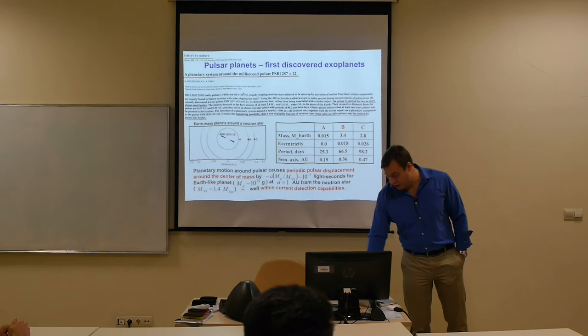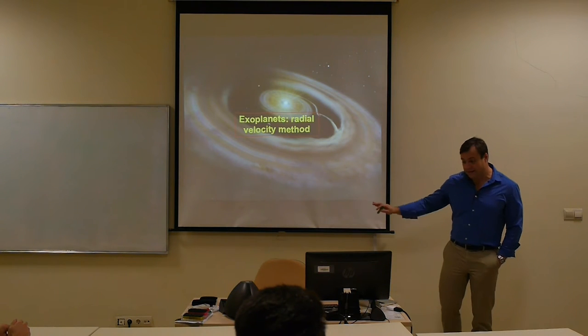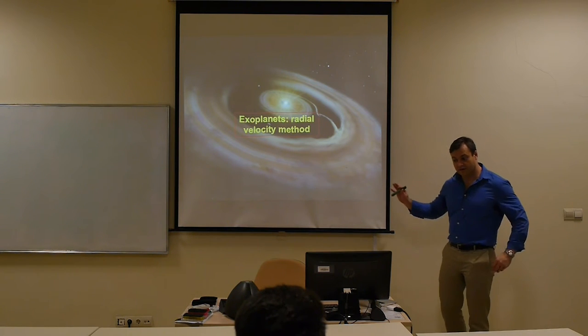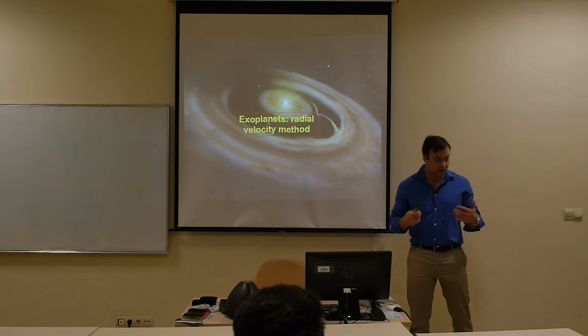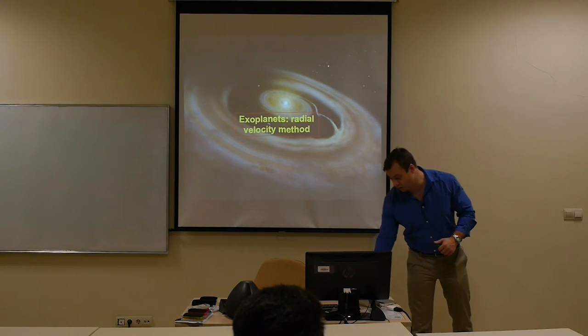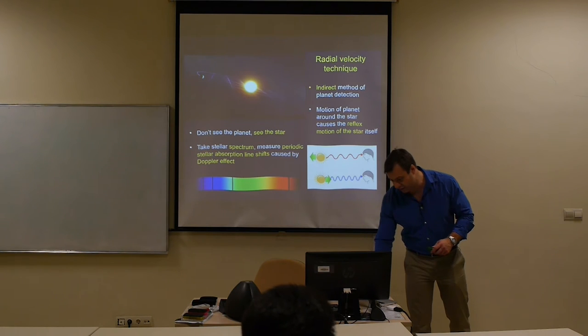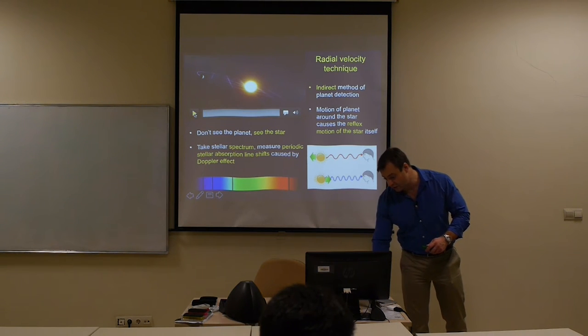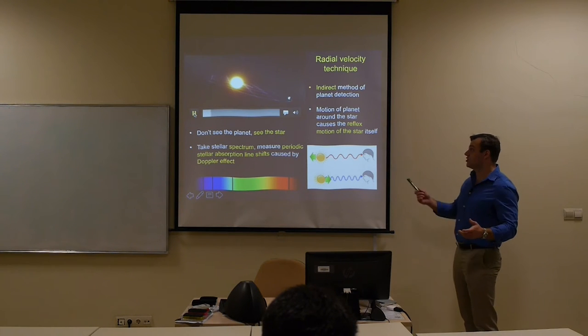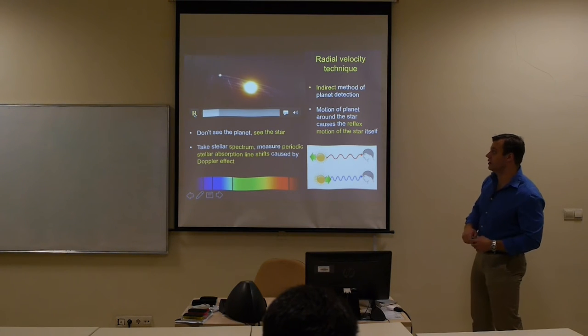That's right. Okay, good. So the next method of exoplanetary detection, which actually brought us a lot of exoplanets, is the so-called radial velocity method, and it's actually very simple. So in analogy with what we can do for the pulsar planets, just imagine that you have a planet that orbits a central star.